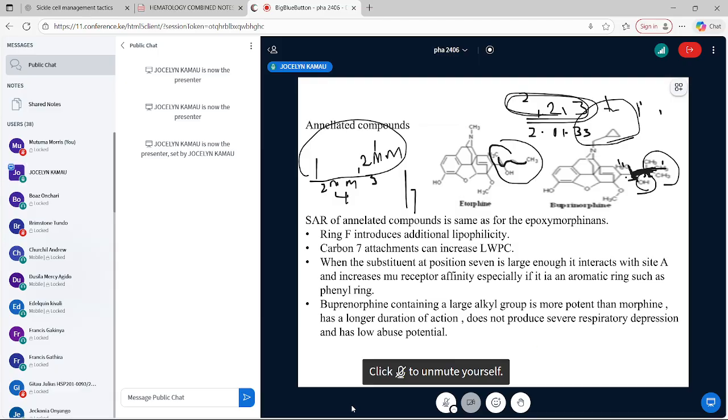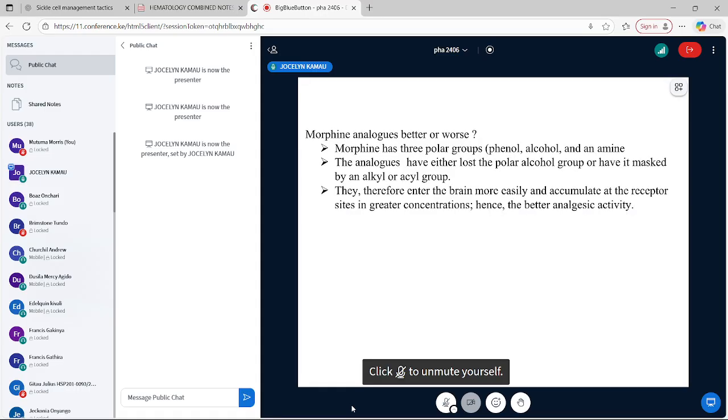So we have looked at buprenorphine. Then we're asking ourselves, which is better, morphine analogs better or worse? We can note morphine has 3 polar groups: phenol, alcohol, and amine. The analogs have either lost the polar alcohol group or have it masked by an alkyl or acyl group. They therefore enter the brain more easily and accumulate in the receptor sites in greater concentration, hence the better analgesic activity. Again, it depends on what analog.